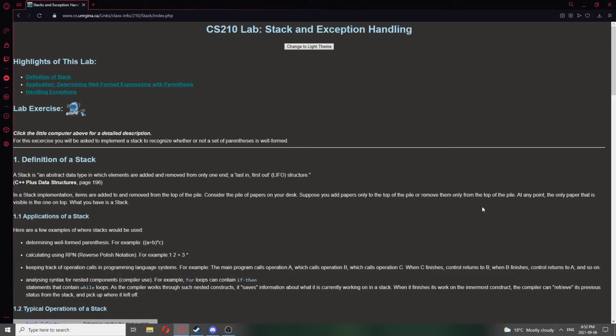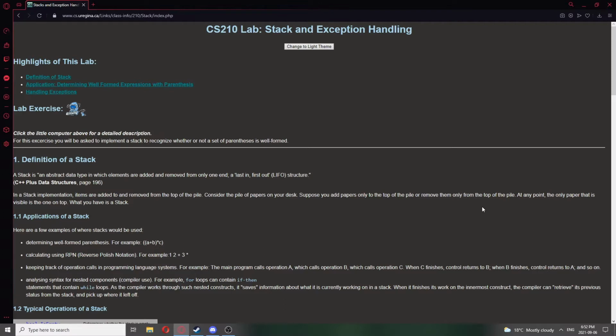In last week's lab, we had a look at the standard template library's list structures. This week, we're going to be looking at a stack structure. A stack is an abstract data type in which elements will be added and removed from only one end. And it is last in, first out. Whatever you push onto the stack most recently, you have to access that most recent thing to get at anything underneath it.